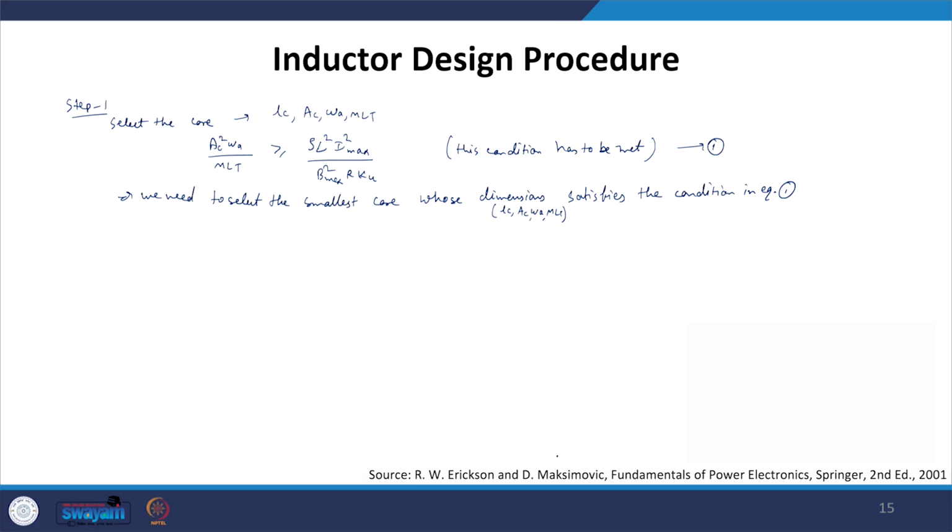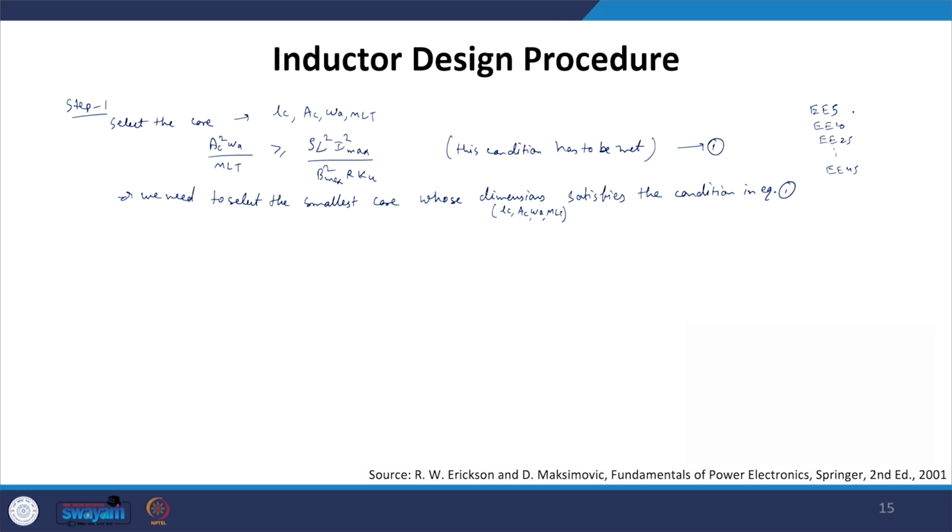So once we select a core, for example, let us say we decided that we will use the ferrite material, and in ferrite material let us say we choose a particular E type of core. So we will start with E5, E10, E25 and so on, let us say E45. So you will select the core, and for individual core we can calculate this expression, and we must ensure that the expression in the left hand side must be greater than or equal to the expression on the right hand side, which has been defined by the specification or the circuit operating condition. And the smallest core which satisfies this particular condition, we will select that core.